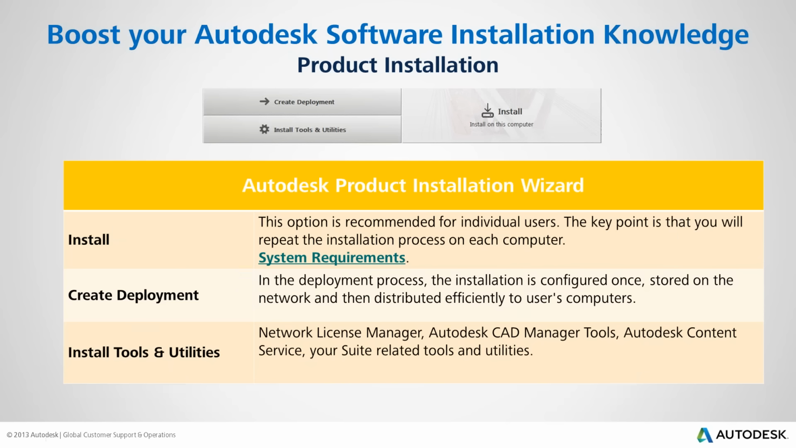Now, here's a screen. You have create deployment, install tools, and install. This tells me right off the bat that we used browser download or download from the virtual agent or download now. The install now will not give you the option to create a deployment. But if you select install, that's when you install it on a single computer, the computer that you're running it on. If you want to create the deployment, that's when you want to create the same installation over multiple computers. And the install tools has the network license manager or the Autodesk CAD manager tools as well.